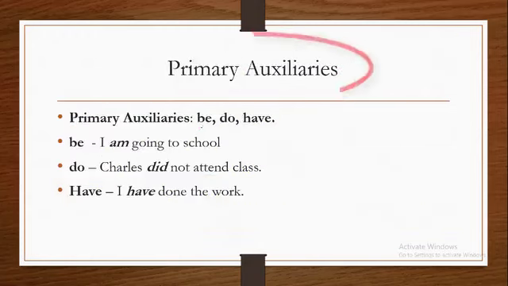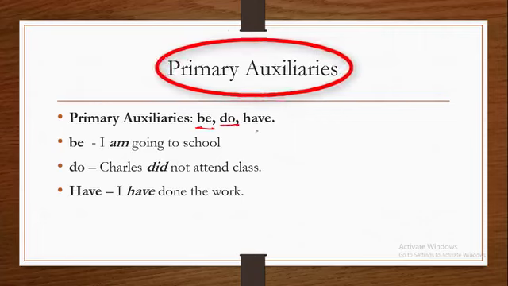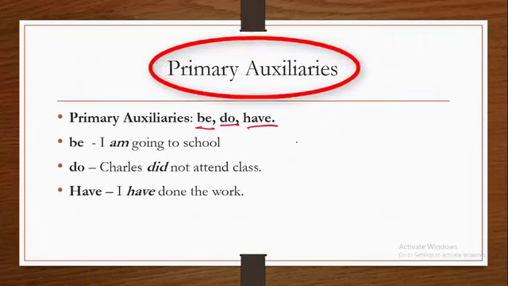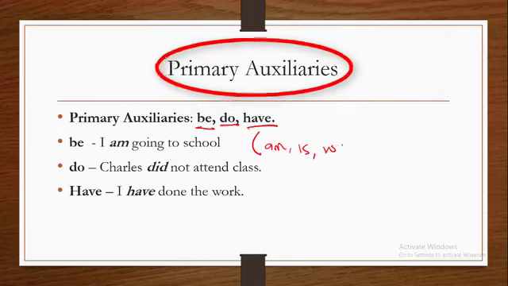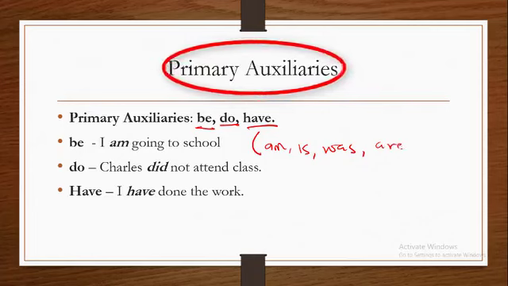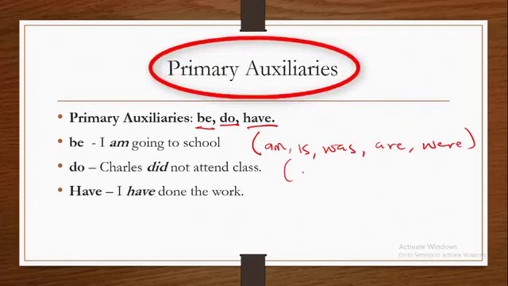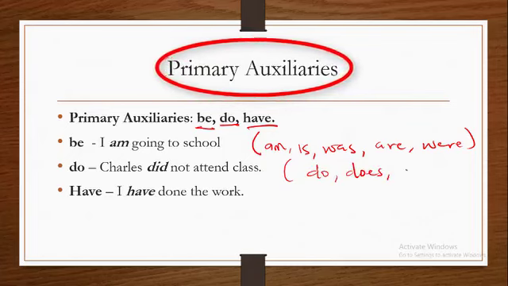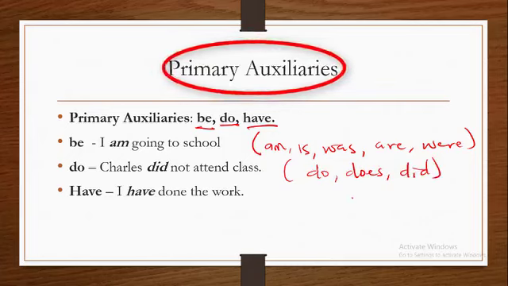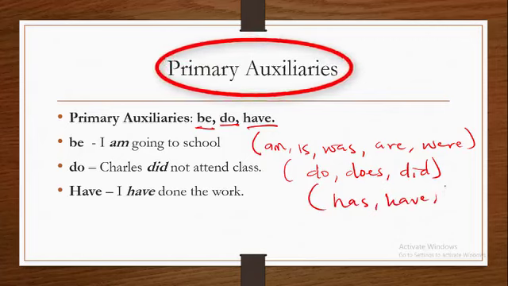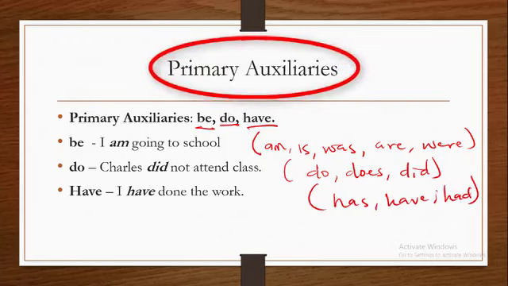So let's look at the primary auxiliary verbs. You have the verb to be, the verb to do, and the verb to have. For the verb to be, we have am, is, was, are, and were. Then in the verb to do, we have do, does, and did. Then in the verb to have, we have has, have, and had.